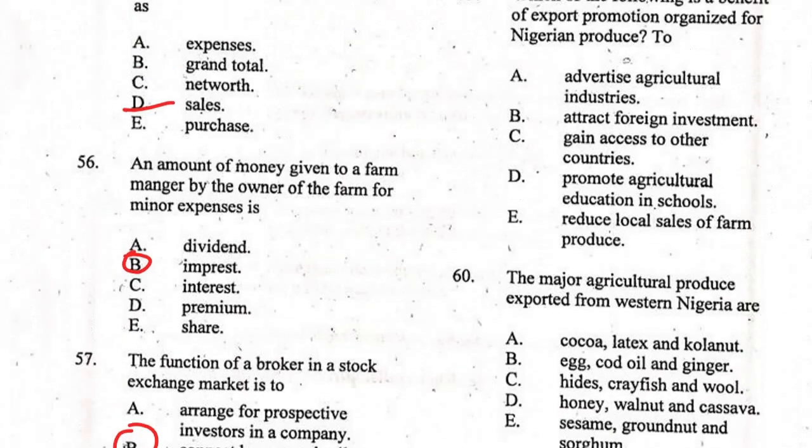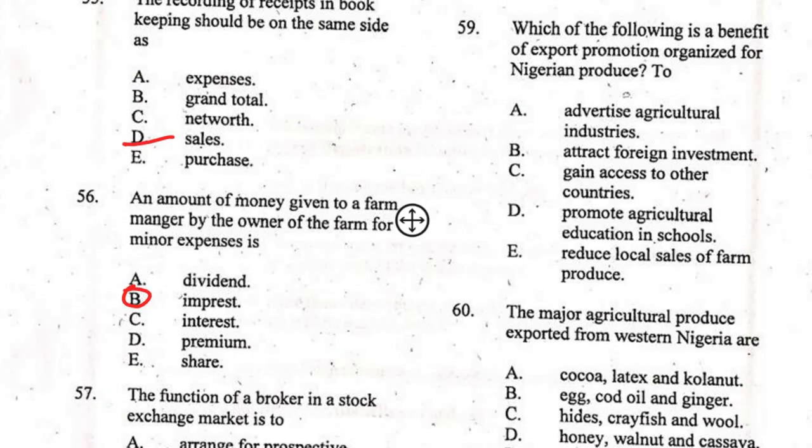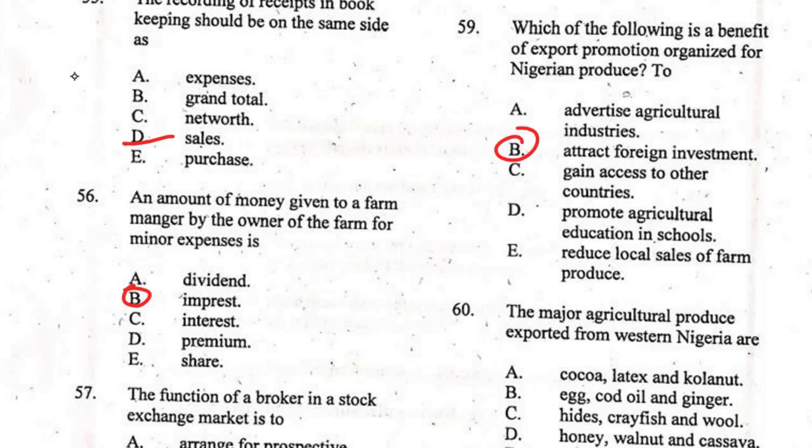So question 59 says, which of the following is a benefit of export promotion organized for Nigerian produce? To A, advertise agricultural industries, B, attract foreign investment, C, gain access to other countries, D, promote agricultural education in schools, E, reduce local sales of farm produce. The right answer is B, attract foreign investment.